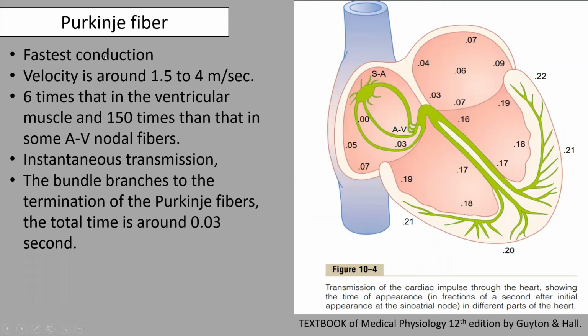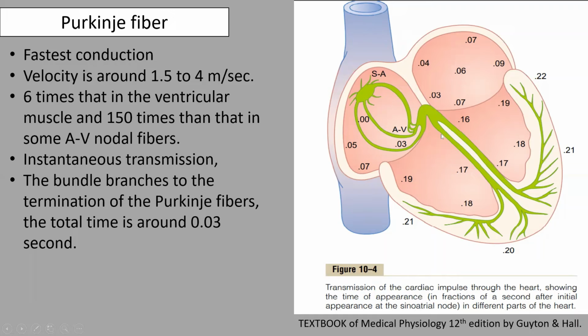And the Purkinje fiber has the fastest conduction. The velocity is around 1.5 to 4 meters per second, almost 6 times that in the ventricular muscle, and 150 times that in some AV nodal fibers. The transmission is instantaneous, very fast. Immediately, they distribute the current throughout the ventricle. From the bundle branch to the termination of the Purkinje fiber, the total time is around 0.03 second.